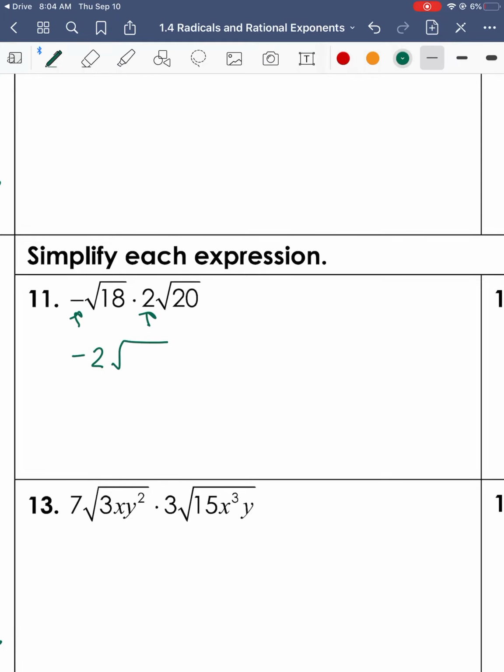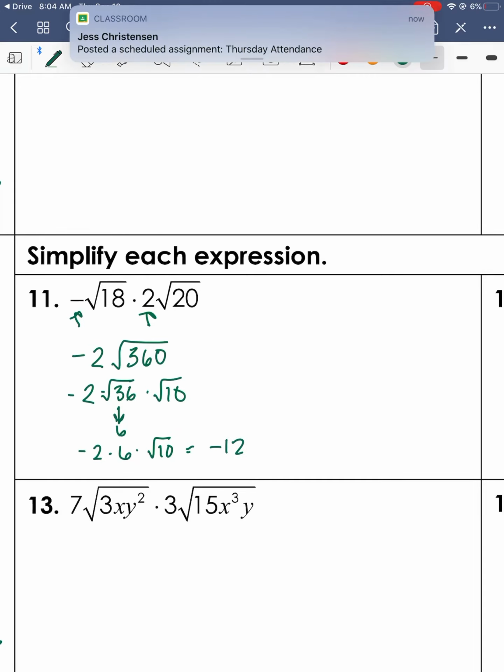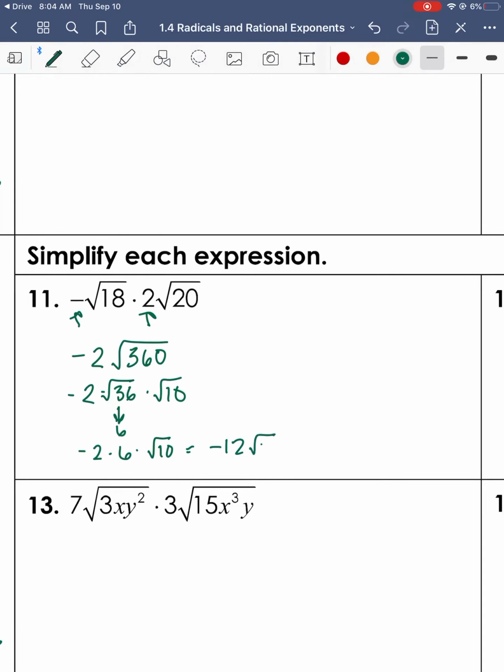And then we multiply what's under the radicands together, which is going to be 360 in this case. And then we're going to simplify. 360 is 36 times 10. So we have -2 times the square root of 36 times the square root of 10. This can be simplified to 6. So -2 times 6 times root 10 is equal to -12 root 10. And that is how you do that.